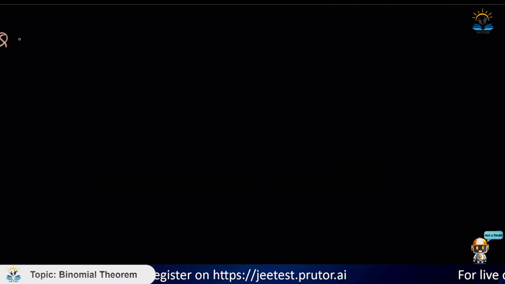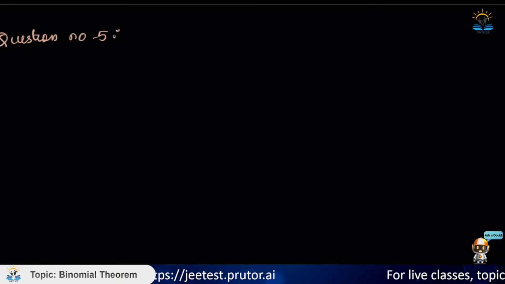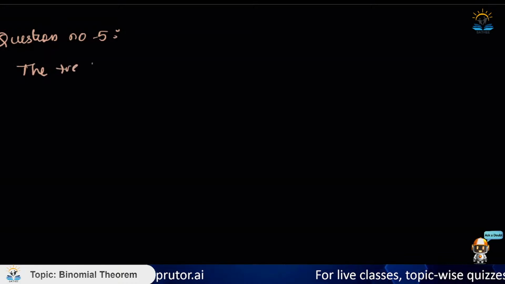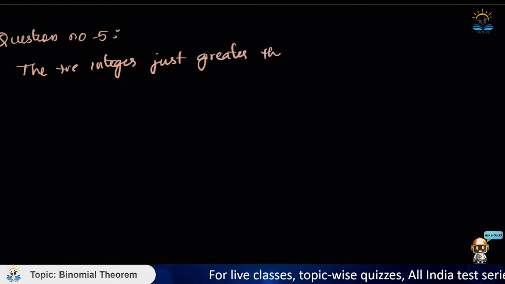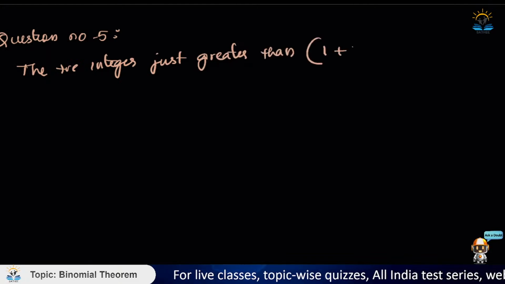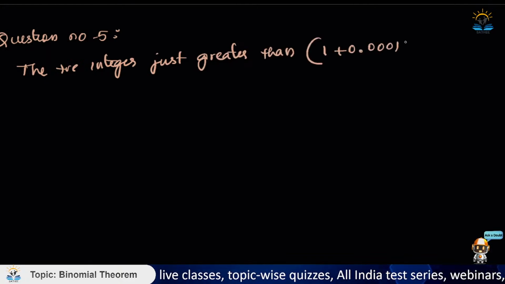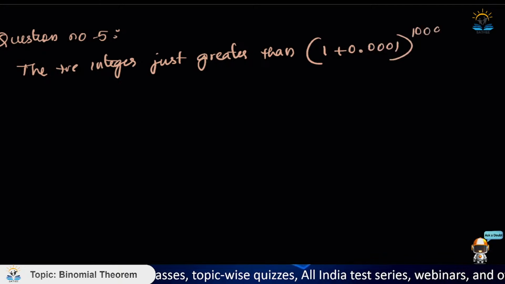Okay, so now question number 5. Question number 5 came: the positive integer just greater than 1.0001 to the power of 1234, we have to find.